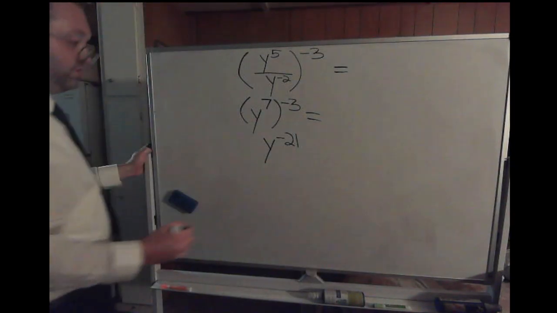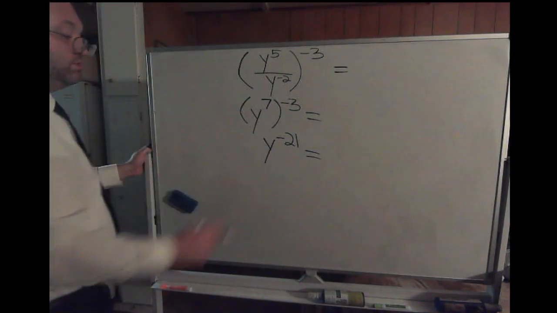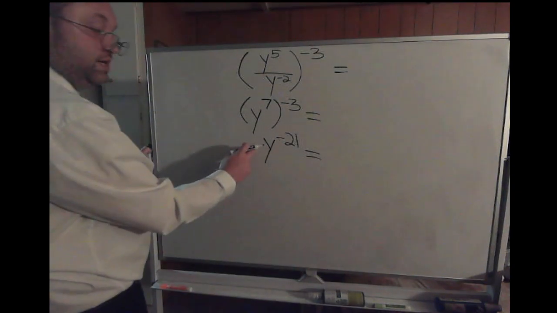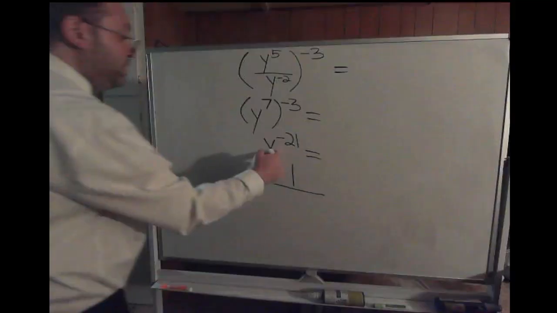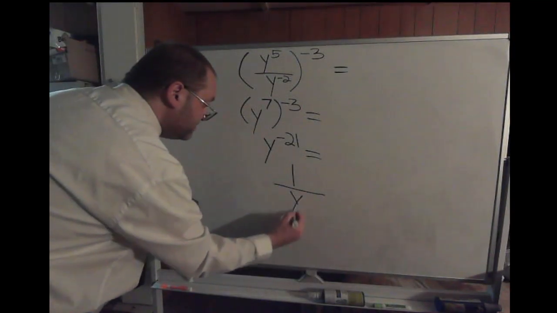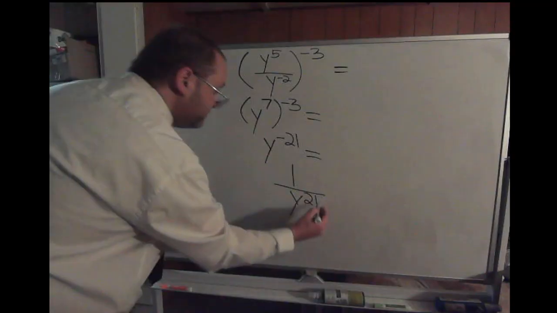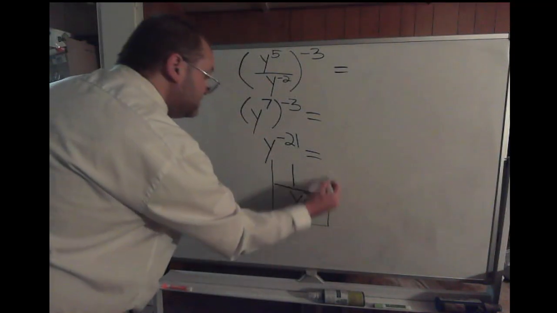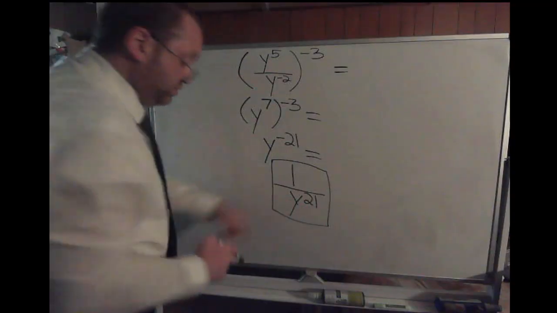We still have a negative power to deal with. Your coefficient's 1, so your default numerator is going to be 1. Now that y will go to the denominator since you have a negative power, and that negative 21 becomes a positive 21. So the answer you should get for this would be 1 over y to the 21st power.